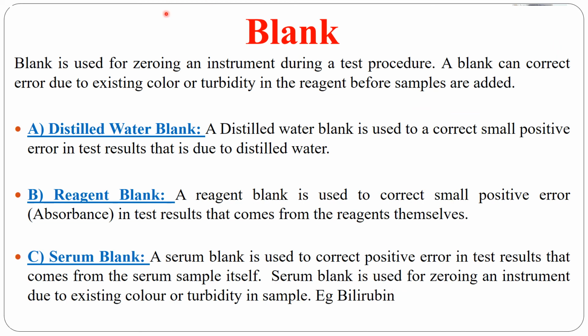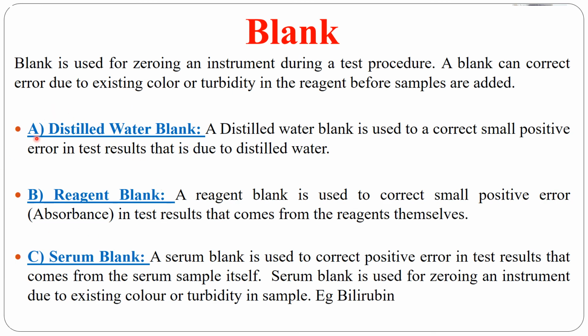Before that, you need to know some details. That is, what is a blank. A blank is used for zeroing an instrument during a test procedure. A blank can correct errors due to existing color or turbidity in the reagent before samples are added. So there are three different kinds of blanks. It may be a distilled water blank, a reagent blank, and a serum blank. The distilled water and reagent blanks are the most commonly used blanks.